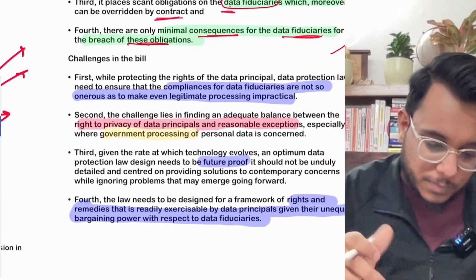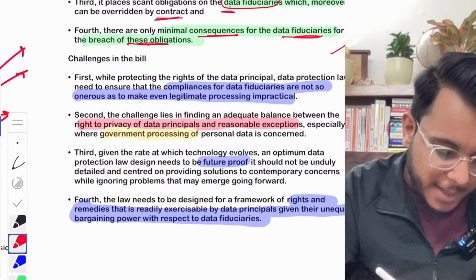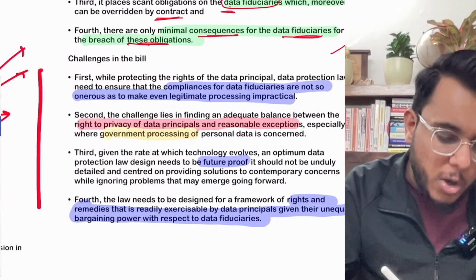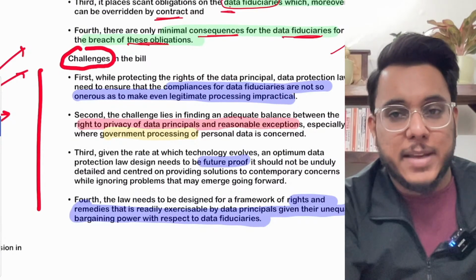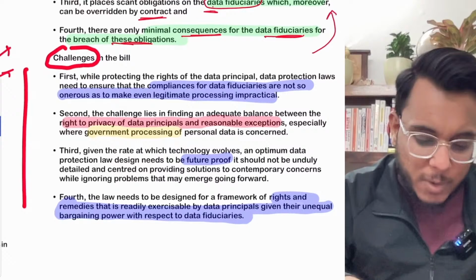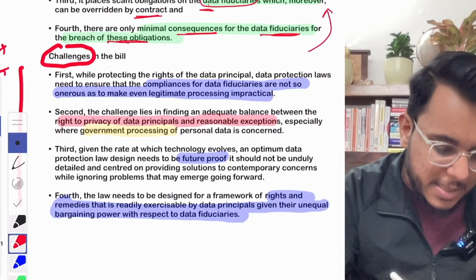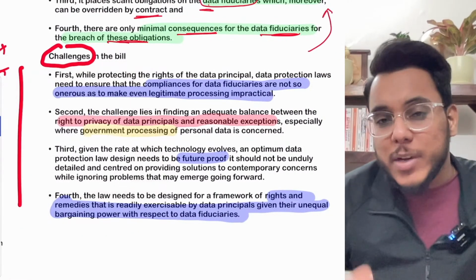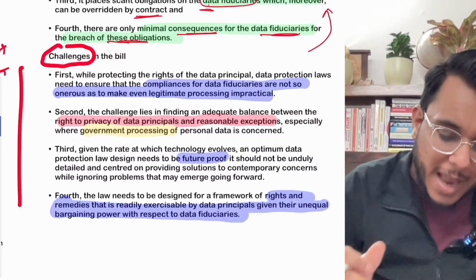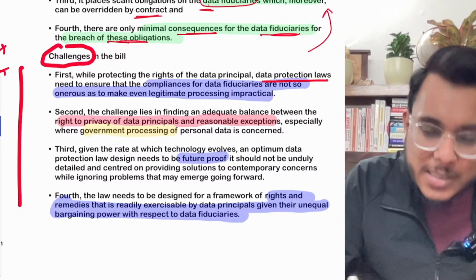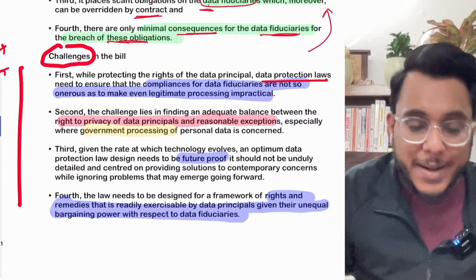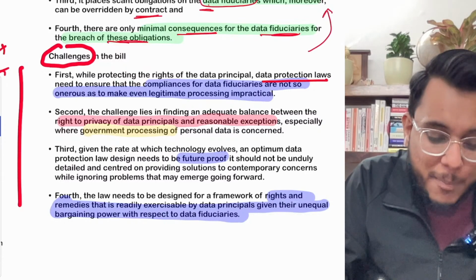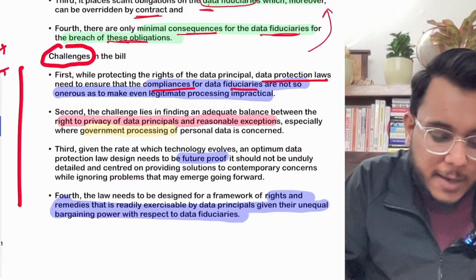Now guys, understand this. Bringing this particular bill also had some challenges. What are the challenges in bringing this bill? Challenge number one was that we needed to create a bill which protects the data and gives people the right to privacy, but at the same time does not impose a lot of compliances on the data fiduciaries.